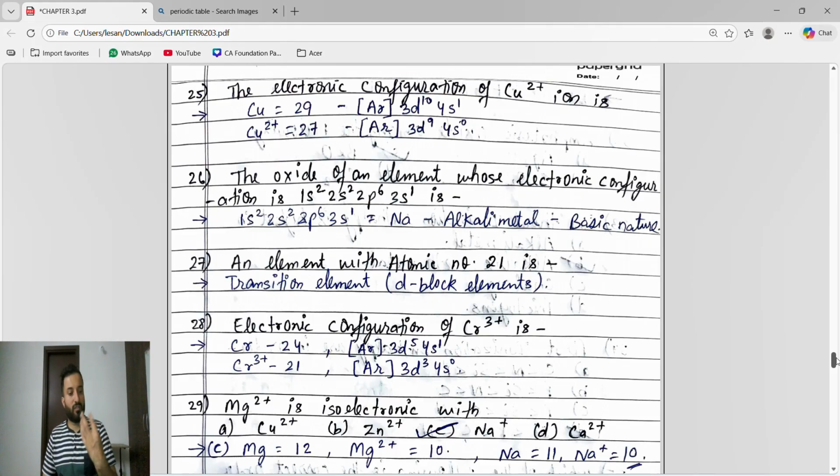So guys, first of all we have to see, suppose Sc3 plus. Sc means scandium. So first of all we have to see the scandium atomic number is 21. Now guys, plus indicates that we are removing the electron.